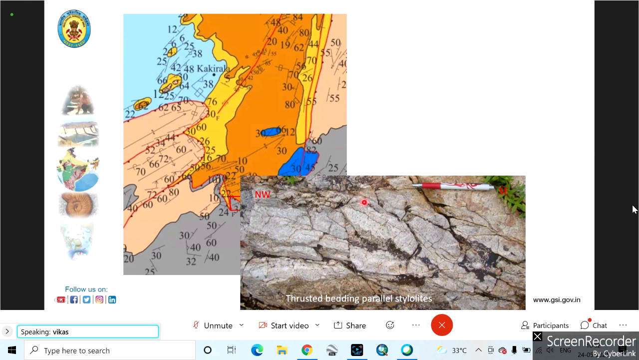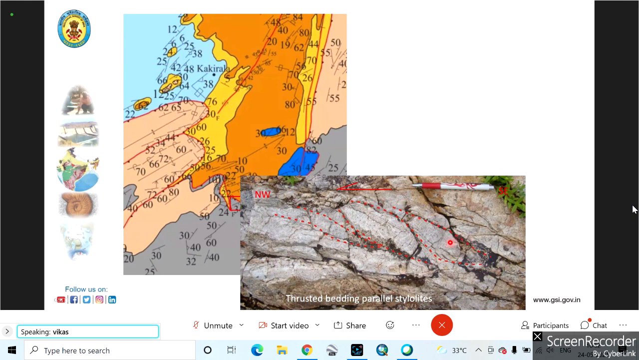And when we clubbed these stylolites together, next please, you will notice that such a thrusted one, horses are actually being formed here. So these horses are over one another.